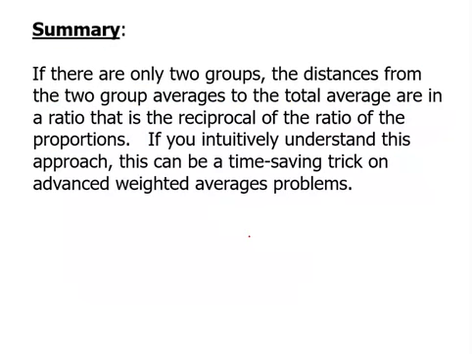If there are only 2 groups, the distances from the 2 group averages to the total average are in a ratio that is the reciprocal of the ratio of the proportions of the sizes of the groups. If you intuitively understand this approach, it can be a time-saving trick on advanced weighted average problems.